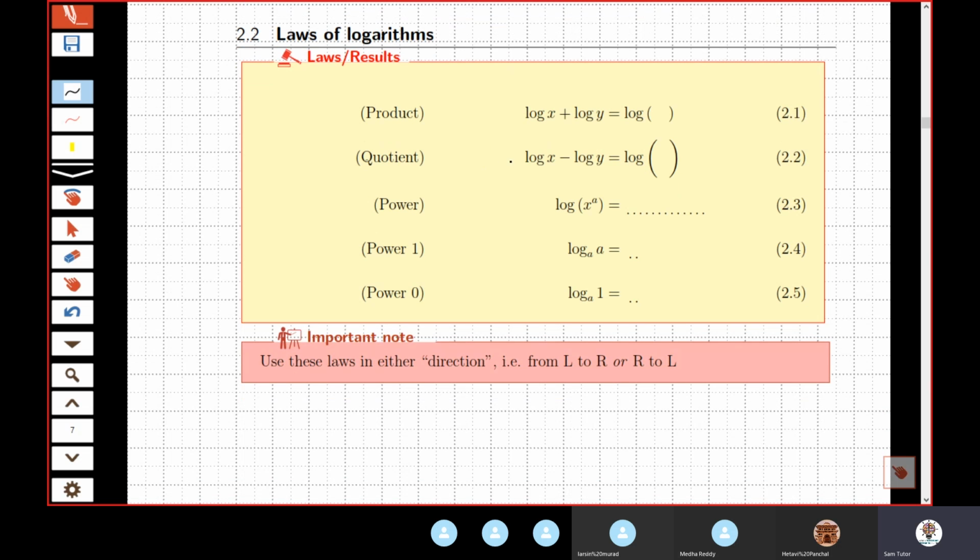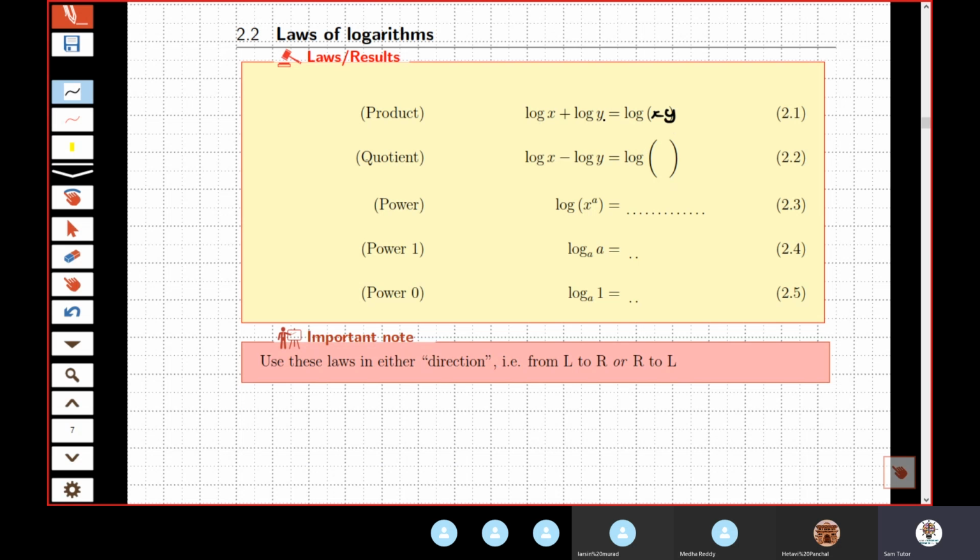Cool. Laws of log. So log laws. These should sound fairly familiar because they sound like your index laws. So watch this. If you add two logs, so log x plus log y, it's actually the same as logging the two terms together, x and y.